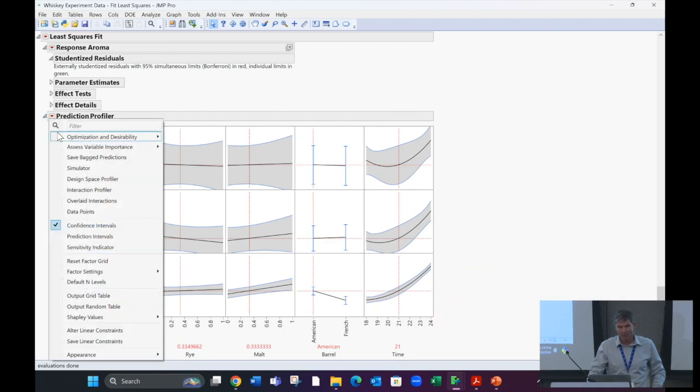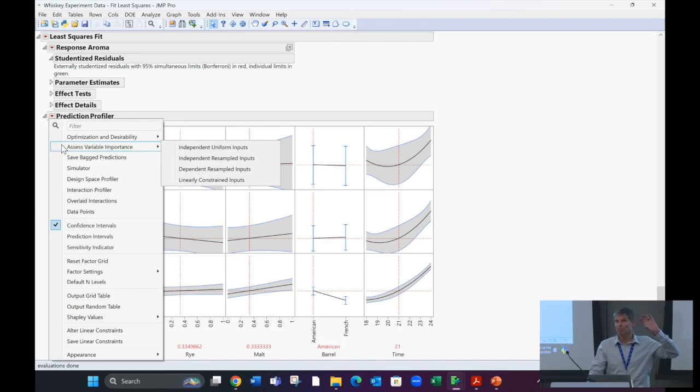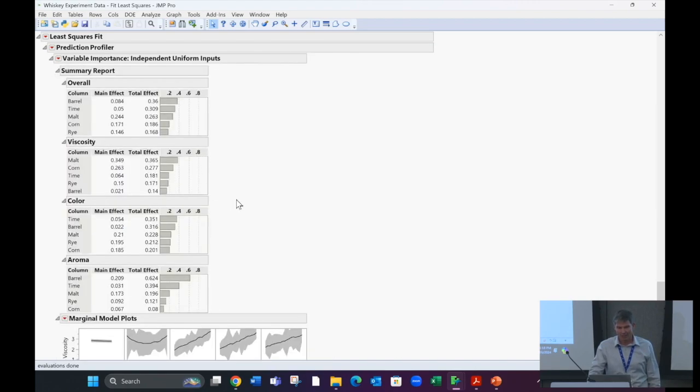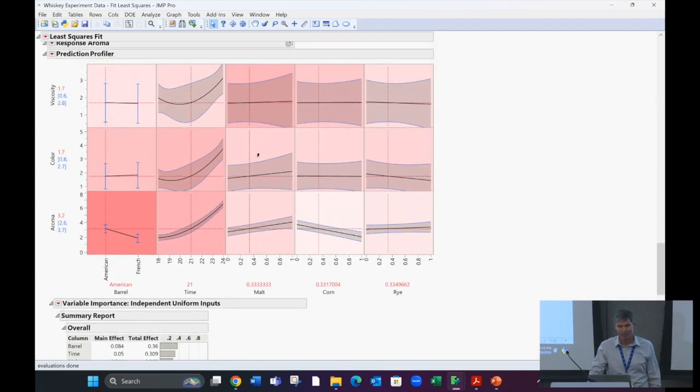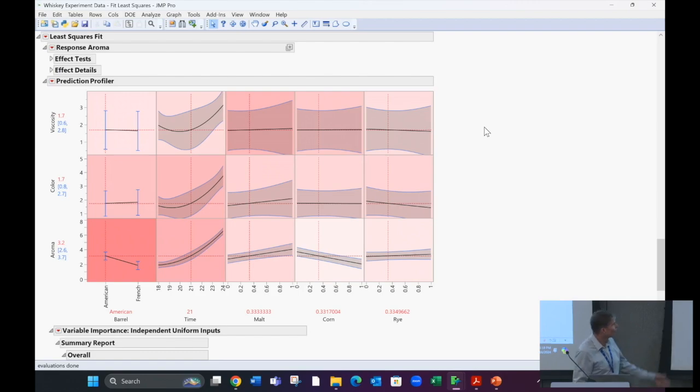But we could have JMP figure that out for us, because if you look at the parameter estimates, maybe if you have nice scaling that Tom was talking about earlier, it's good that you can see that one might be twice as important as the other, but when you have an interaction going on, then all that goes away, and you're not really sure which factors are the most important. But you do have this option here where you can assess the factor importance, variable importance, and then I can colorize the profiler. And you can see across the different responses which is the most important.